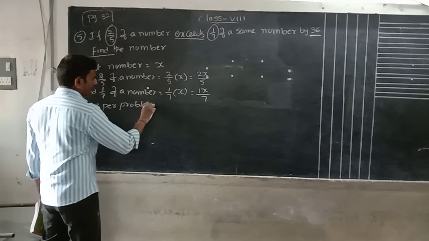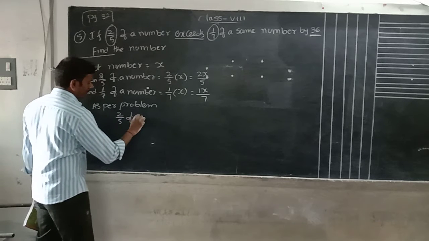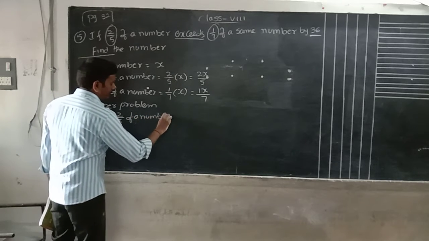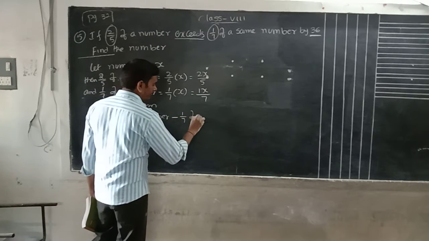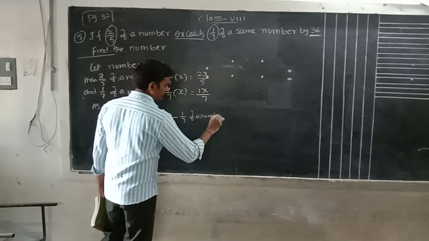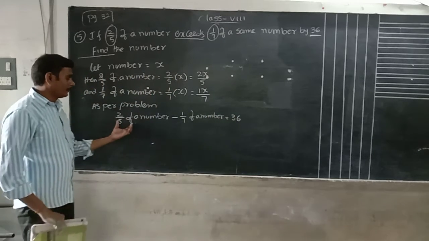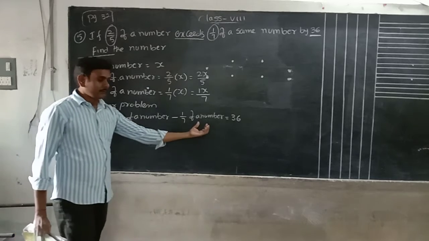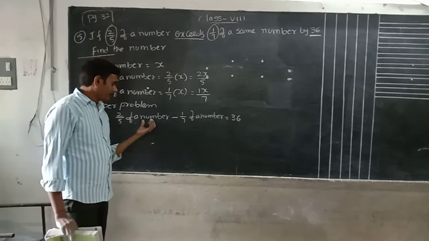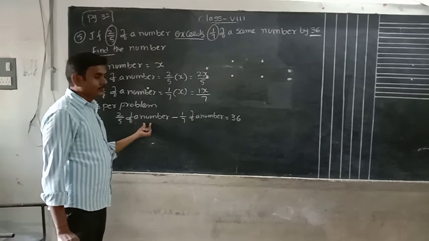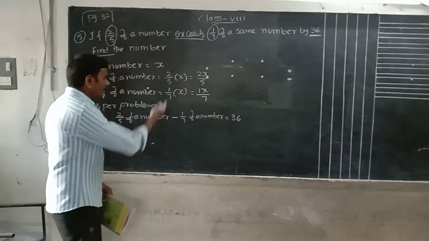As per the problem, 2 by 5 of a number minus 1 by 7 of a number equals 36. Exceeds means the difference of these two. This one I use first. The difference of these two numbers is how much? 36.